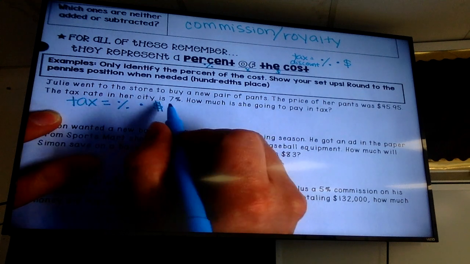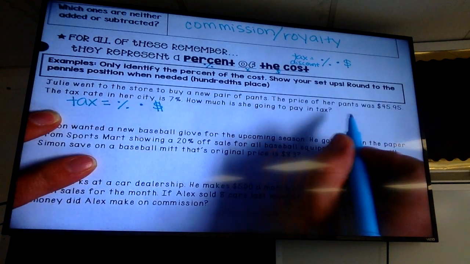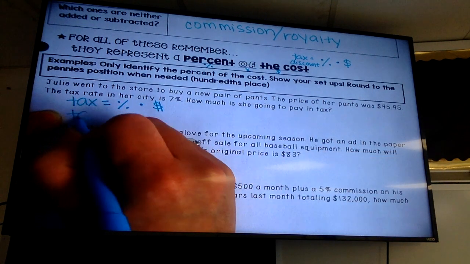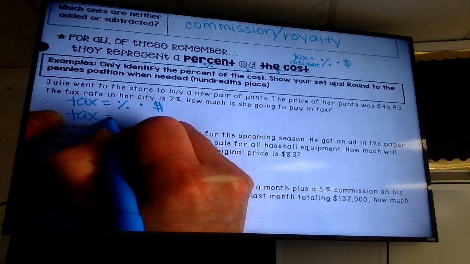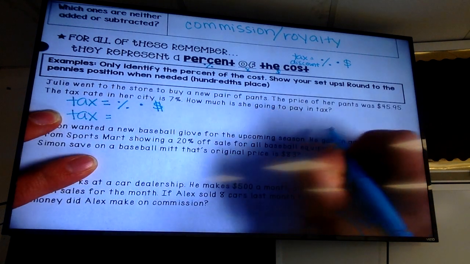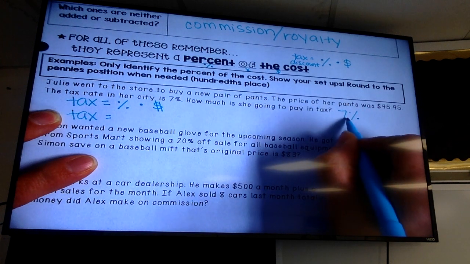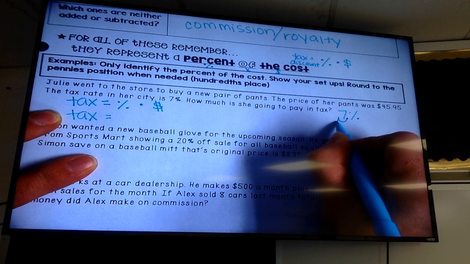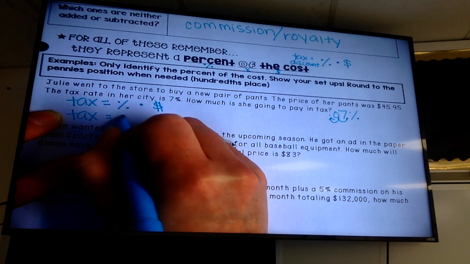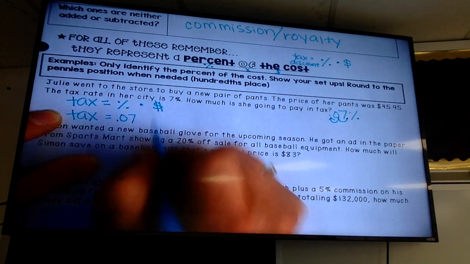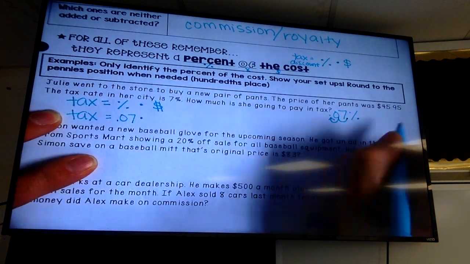Okay, and now I'm going to fill in what we know. We're trying to figure out the tax, so I'm just going to leave that as tax equals percent. So I have 7%. But whenever we do this, we have to write our percent as a decimal. So remember, there's a decimal point here. We move it 2 places to the left. So I'm going to say 0.07 or 7/100 times the cost of our item.